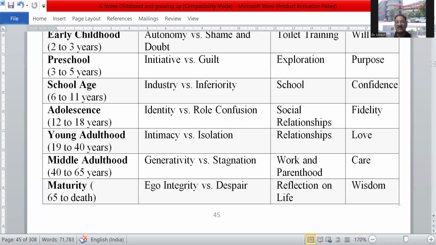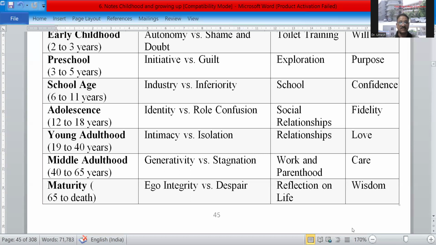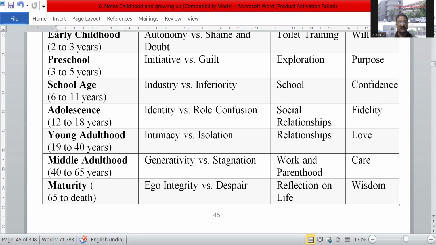And the last stage is maturity, that is 65 to death. At this time, it is ego integrity versus despair. That means reflection on life, and the outcome is wisdom. This is the most important last time, the last stage of life according to Erikson. At this time, a person assesses and makes sense of life and the meaning of his contribution. If he has achieved in life, he says, oh yes, I did this and this. Otherwise, if the negative trait is there, he says, I couldn't do anything in my life that was beneficial for me, for society, and for the nation. I wasted my time. Then what will appear?